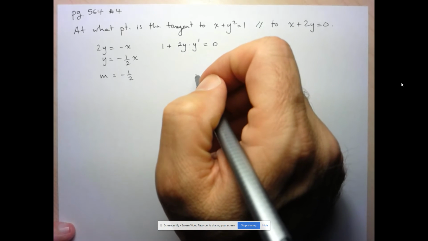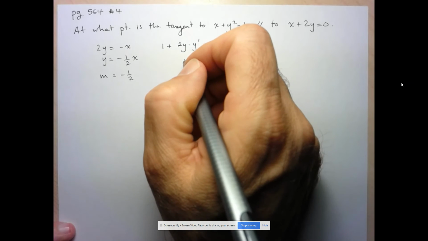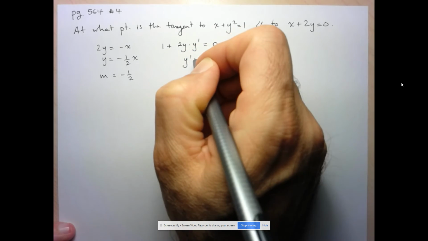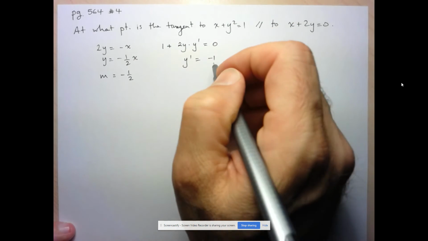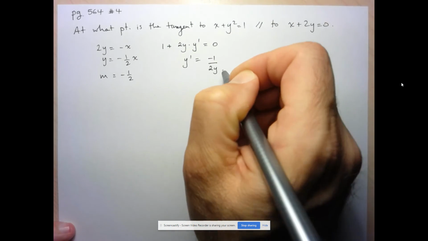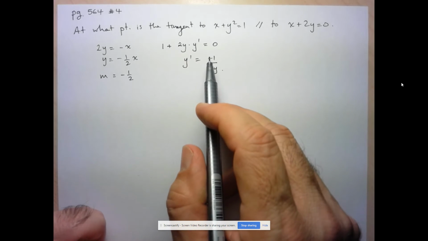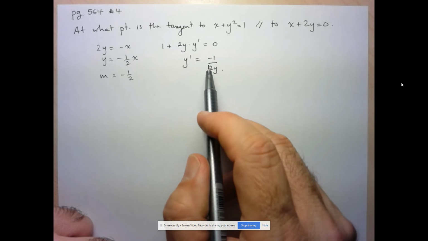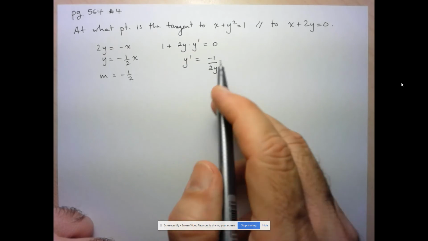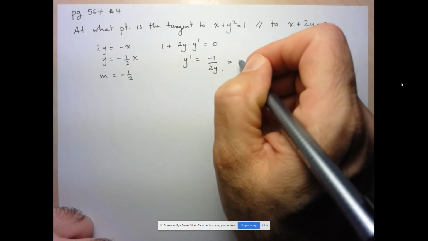Now we'll solve for the derivative of y with respect to x. So y prime is equal to, I'll bring the 1 to the other side, negative 1, divided by 2y. This is the expression that gives the derivative of y with respect to x, in other words, the slopes of the tangents. So we need to equate this to the slope that we're interested in, which is negative 1/2.